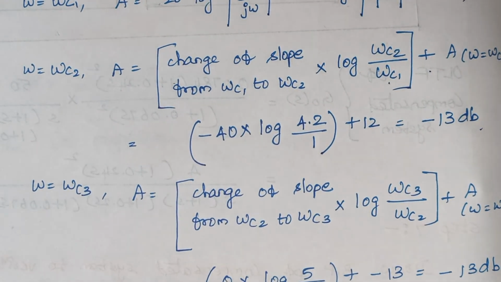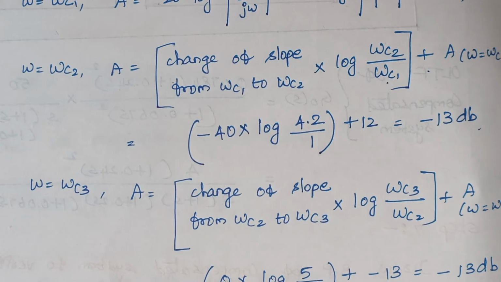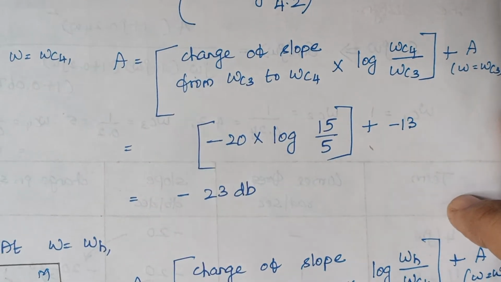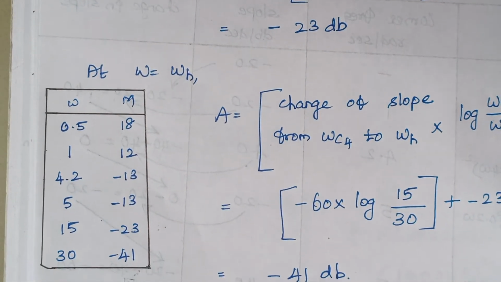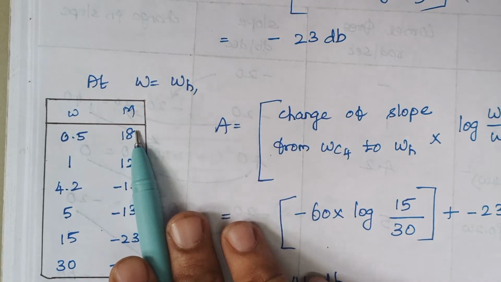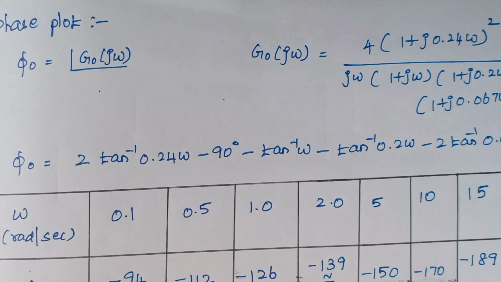Again, when I start explaining these things, it will again take much more time. So I am requesting you people to go back to the Bode plot session and watch the videos. You will get a clear idea there, right? So here after calculating all the things, I had made a small table for different values of omega, what is the value of magnitude. Now we are going to phase plot.